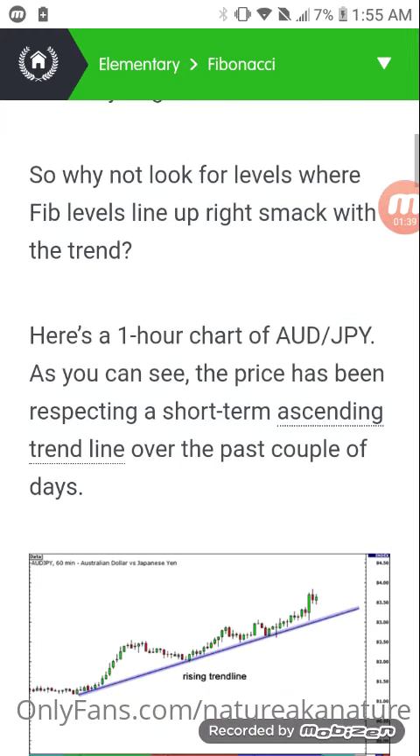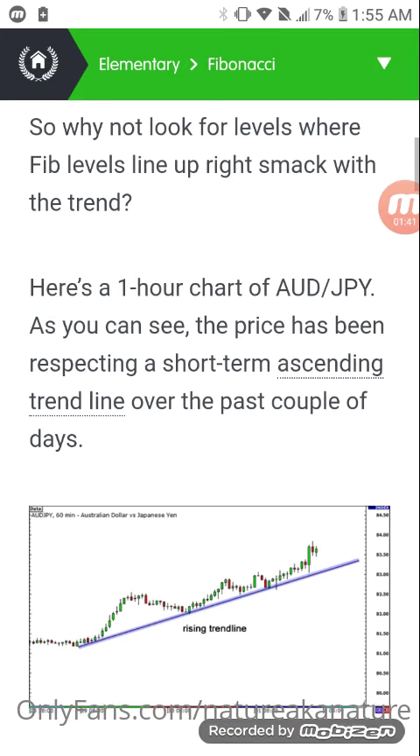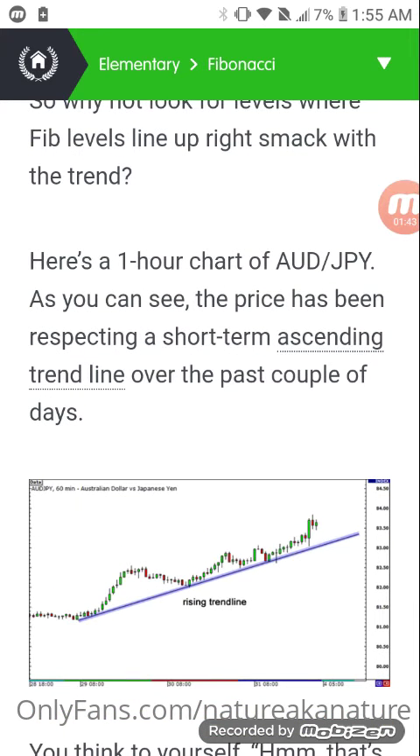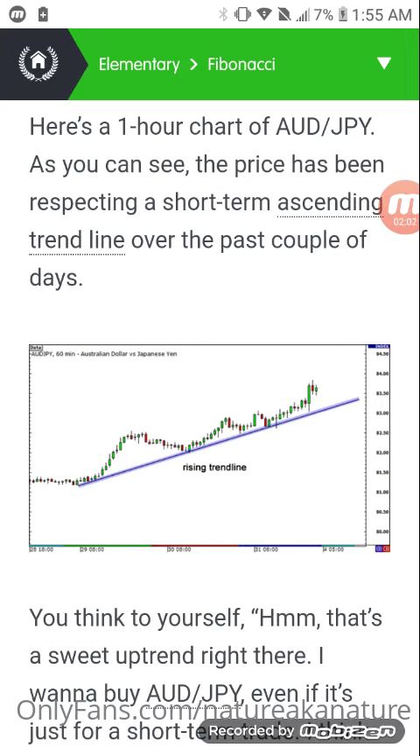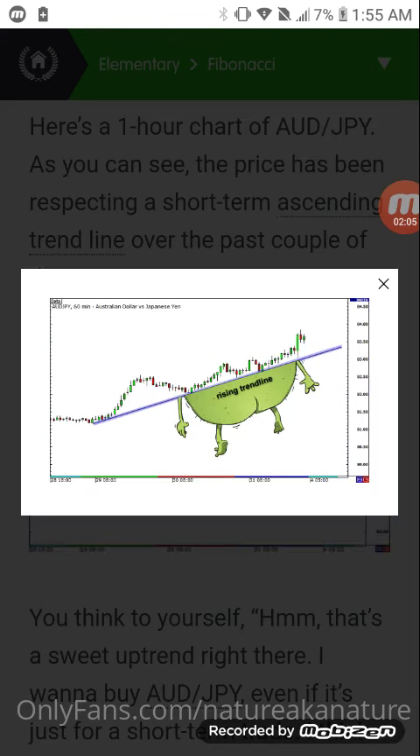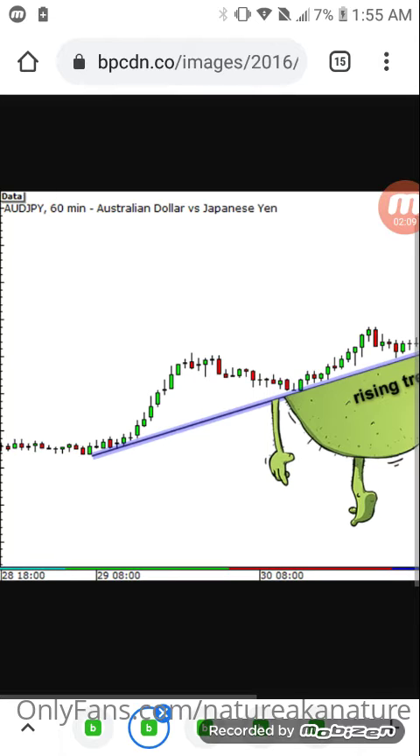AUD/JPY. As you can see, the price has been respecting a short-term ascending trend line over the past couple of days. This is a 1 hour chart of Aussie versus JPY, the Australian dollar versus the Japanese yen. This is what it looks like on a 1 hour, 60 minute chart.